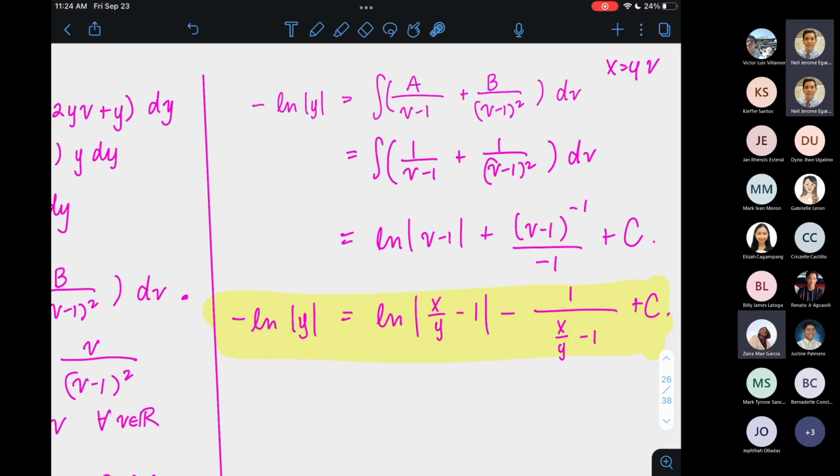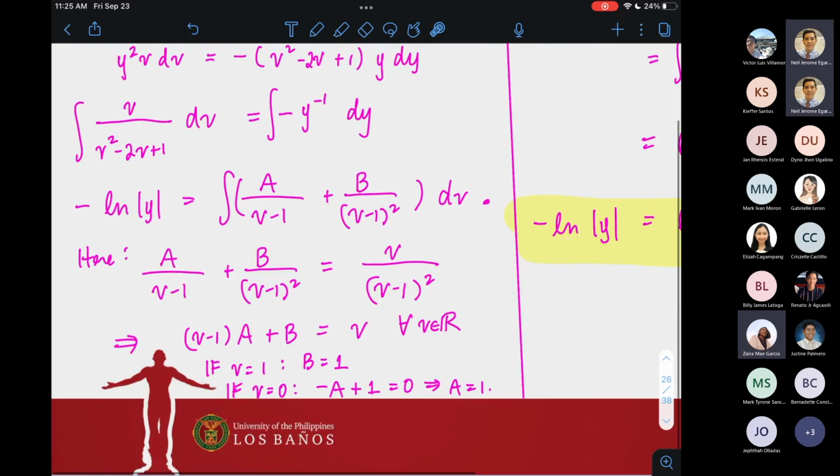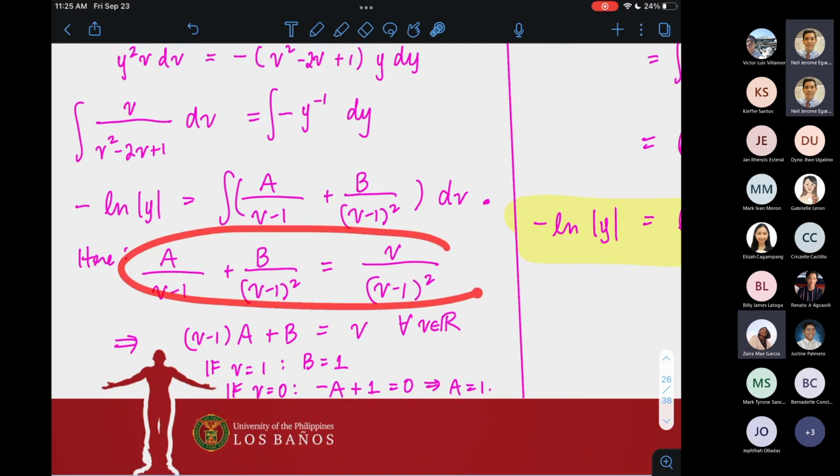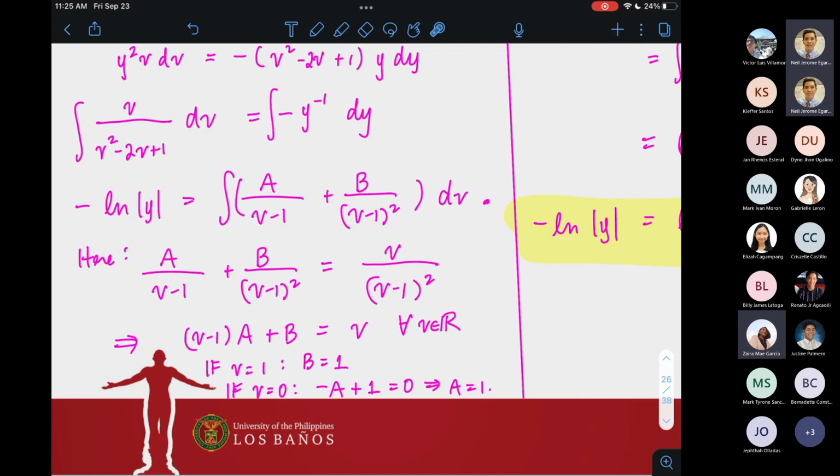Nawala si Victor dun sa pagko-compute ng values ni A and B. Pa-review na lang ng partial fraction decomposition kung paano siya ginagawa. But essentially, I am looking for the constants A and B so that this equation will be true, right? So kailangan ko lang si A and B.